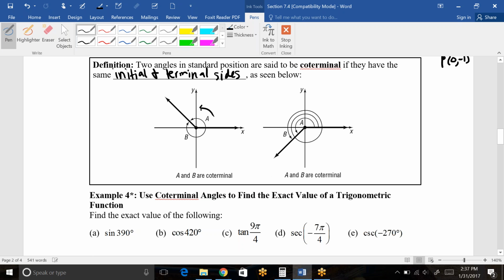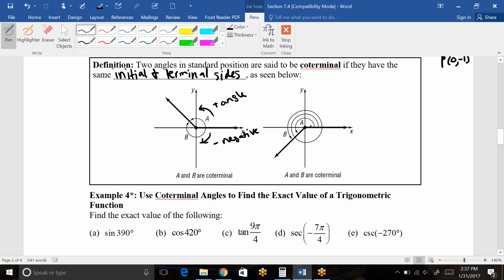If you go this way, you're going to be a positive angle. If you go this way, you're considered to be a negative angle. That's just how we distinguish which way it's rotating. But they both are coterminal because of the end starting at the same side and ending at the same side, no matter which direction they go.